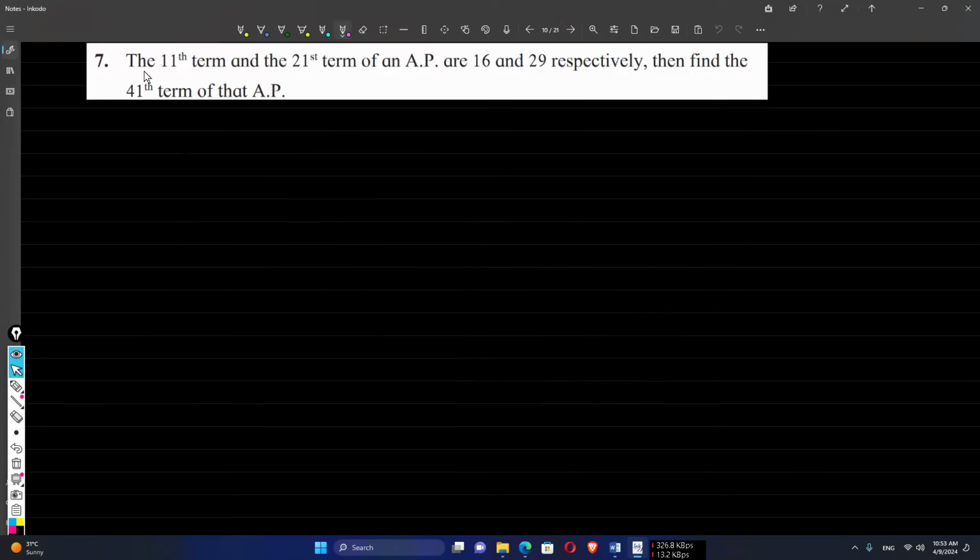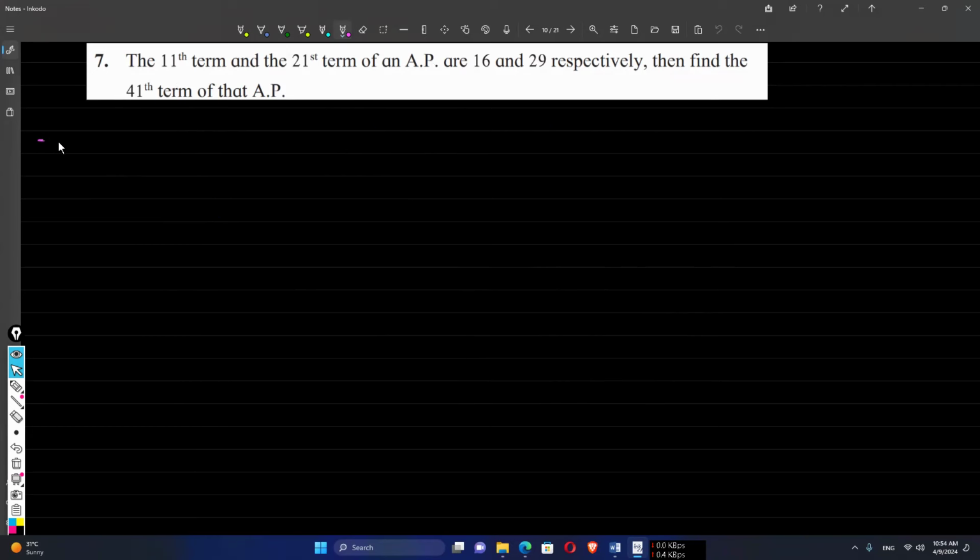Okay, if the 11th term and 21st term of an AP are 16 and 29 respectively, then find the 41st term of that AP. So it is given that we have an AP whose 11th term is 16 and 21st term is 29, and we have to find what is the 41st term of that AP.